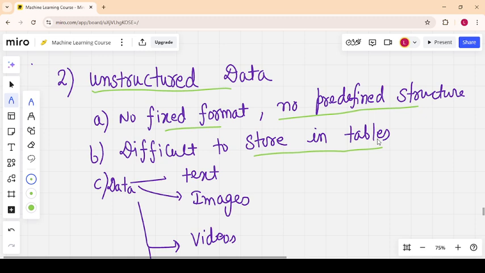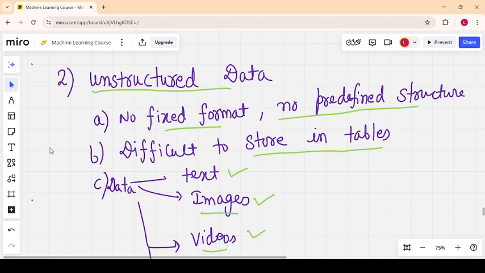So let's take examples of unstructured data. First is text. Like if you are building a machine learning application to analyze sentiments, you need to process the text. So that is unstructured data. Images: an image is unstructured data. Like in a previous example, I explained how we can classify dog and cat. That is an example of unstructured data. Video: video classification, video analysis.